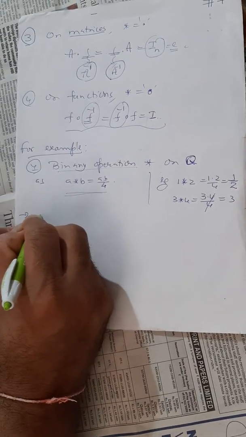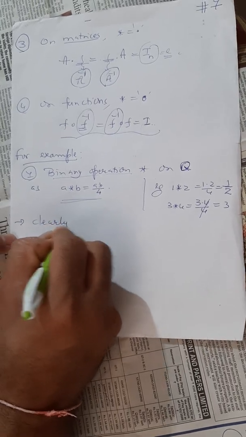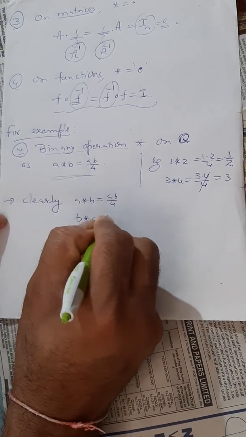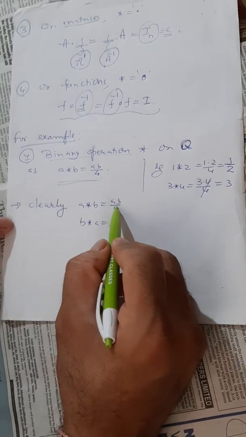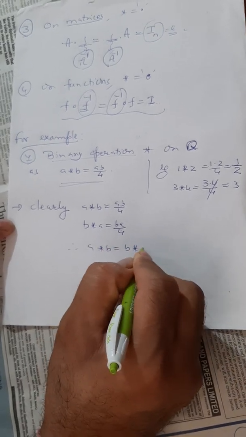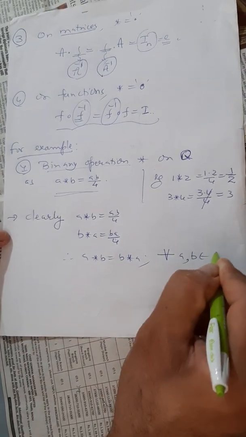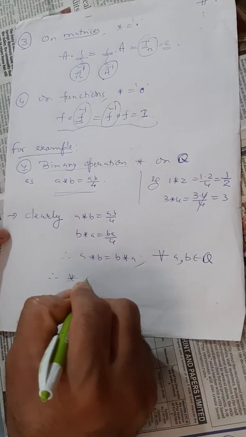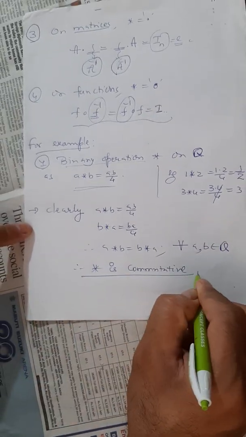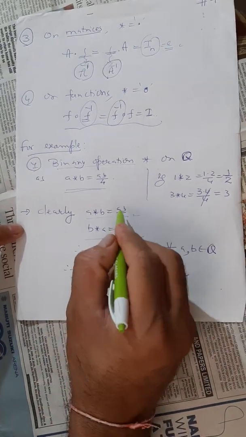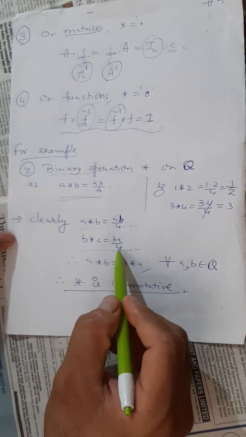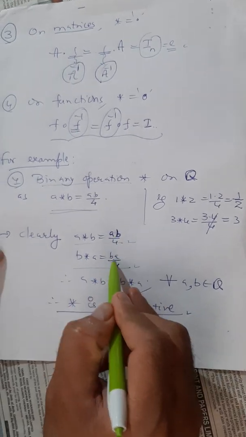Clearly, if you are given A asterisk B, which is AB by 4, and here if you find B asterisk A, which is BA by 4, now obviously AB by 4 and BA by 4 are both equal. So you can say that A asterisk B equals B asterisk A for every A, B in the set Q. So you can say that asterisk is a commutative operation here. You find A asterisk B, you find B asterisk A, then both are equal, remember. Because AB and BA are always the same, because this is just standard multiplication.